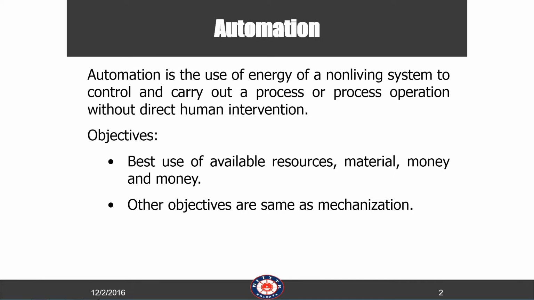The primary objective of automation is the best use of available resources, material and money, and the other objectives are the same as mechanization.